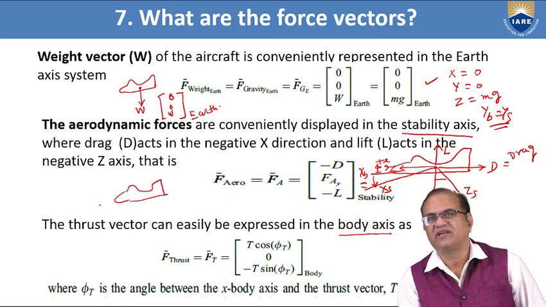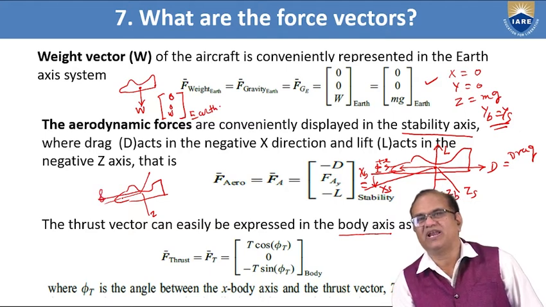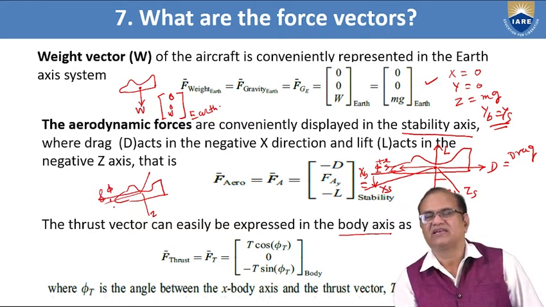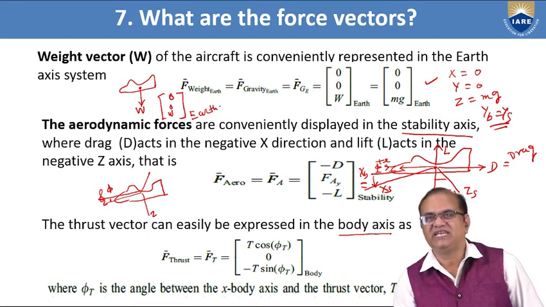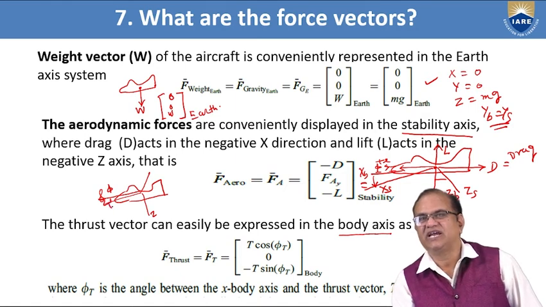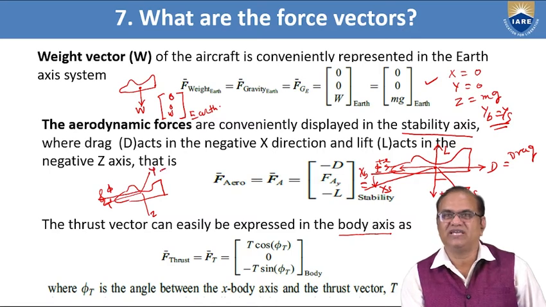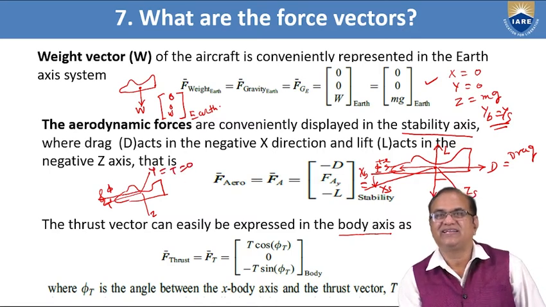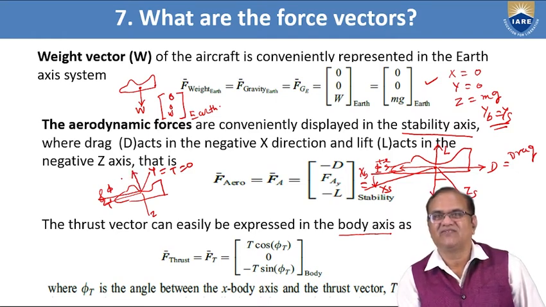If this is the aircraft, this is the x, this is the y, and this is the z. And if your engine is fixed here, the propeller, and this is the angle phi t. So in the x direction, you will have T cos phi t. In the y direction it is 0, because the thrust is equal to 0 in y. And in the z direction, it will be opposite, so in this direction it will act as minus T sin phi t.